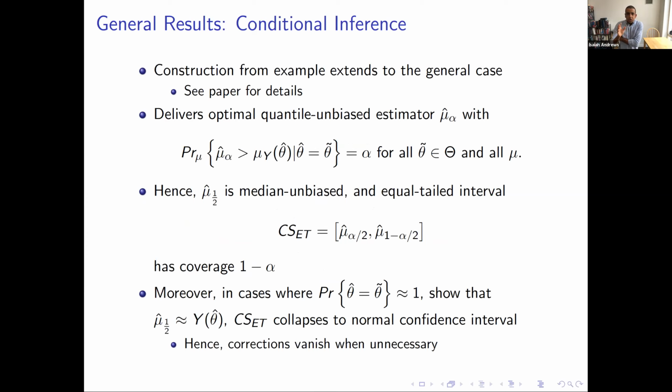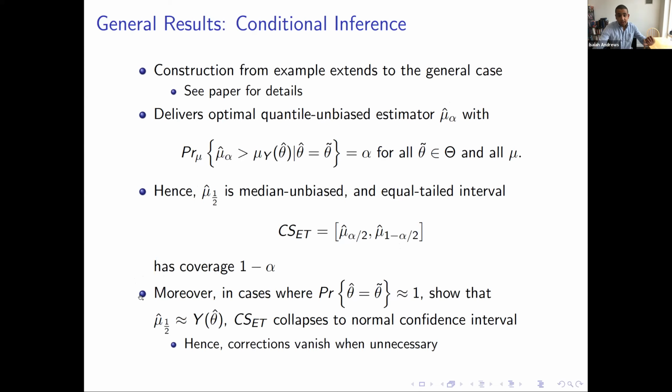Now, for conditional inference, the construction from the toy example extends directly to the general case, but I'm going to refer you to the paper for the gory details. At the end of the day, the upshot is that we'll get an optimal quantile unbiased estimator, mu hat alpha, where the probability that we overestimate the true effectiveness of the recommended treatment, conditional on the recommendation made, is exactly equal to alpha. Hence, mu hat 1/2 is a median unbiased estimator, while the equal-tailed interval, mu hat alpha/2 to mu hat 1 minus alpha/2, will have coverage 1 minus alpha.